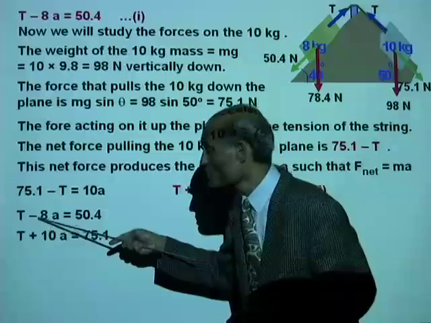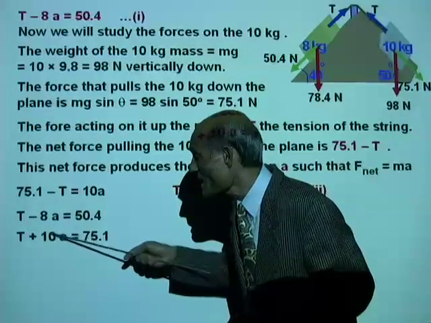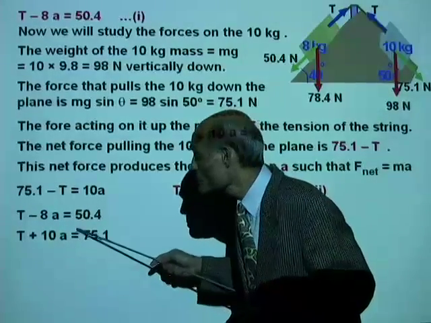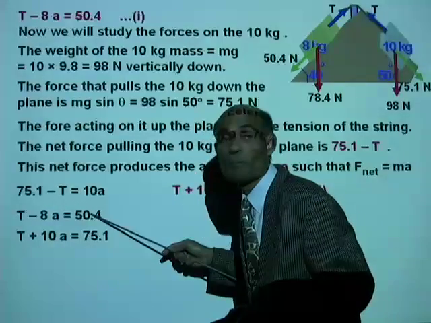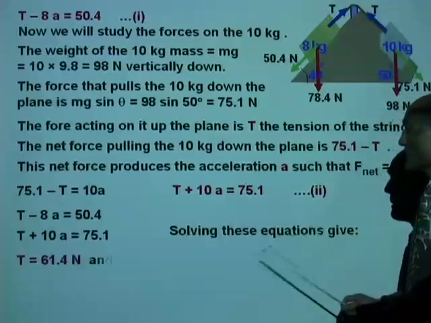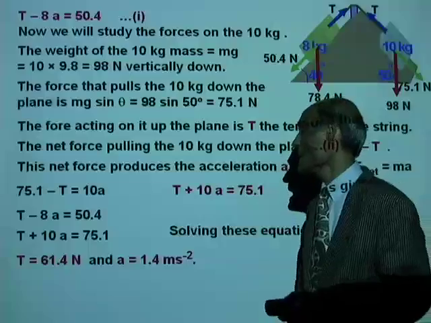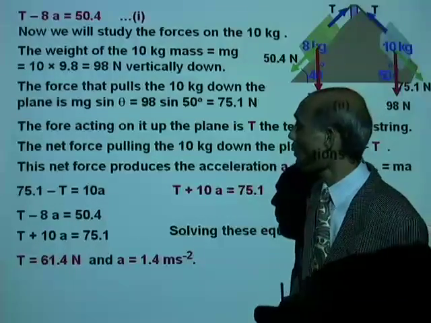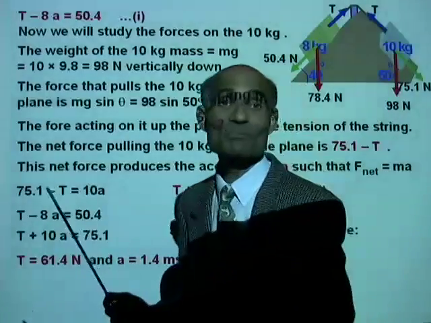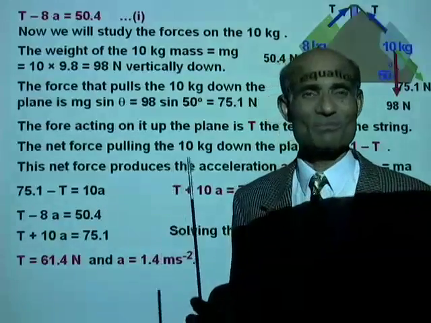Alright? This is what I did. T minus T equal to 0. 10a minus negative 8a is 18a equal to 75.1 minus 50.4. And solving that gives you T equal to 61.4 Newton and a equal to 1.4 meter per second squared. Now, these kind of problems are rather simple now, and you must be able to do these kind of problems.